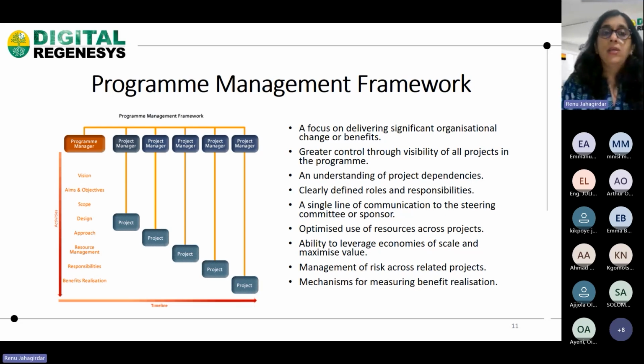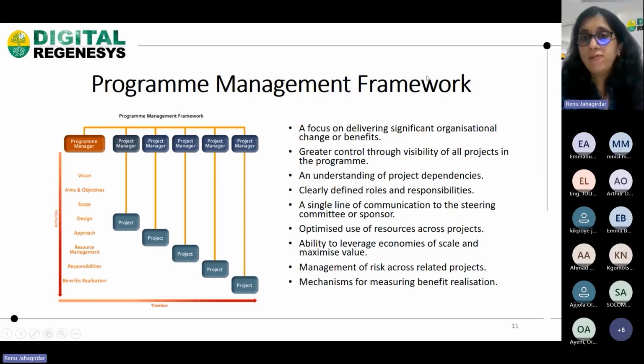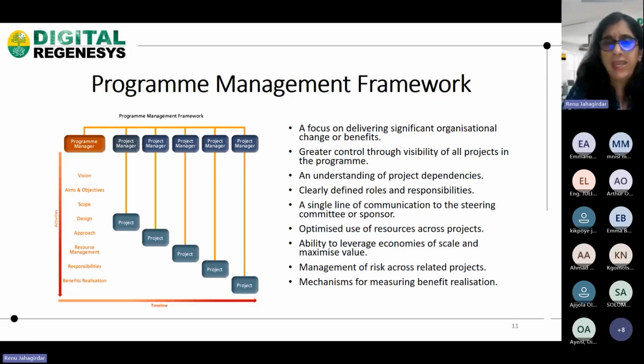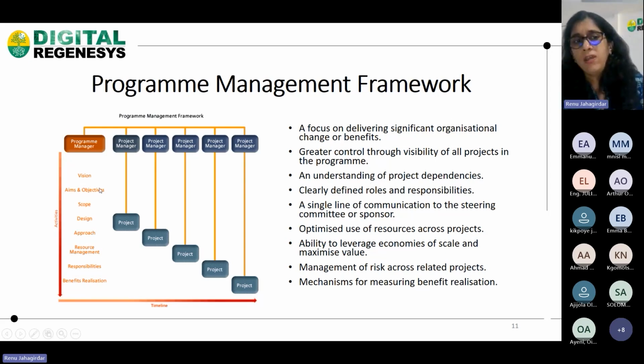Now, very important, you have to understand what is a framework. Framework means as a program manager, you are going to work on each project by looking at this as a parameter. You are going to judge or rather evaluate every project on the basis of whether it is aligning to the vision of your company or not. Number one, what are the specific aims and objectives of this project? What is the scope of this project? What is the design of this project?